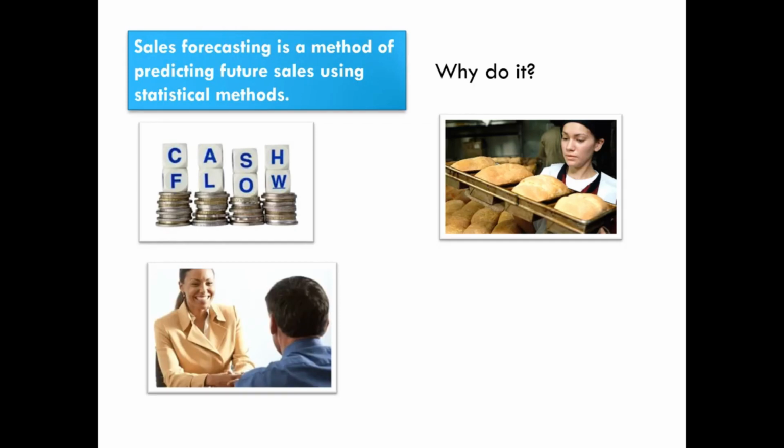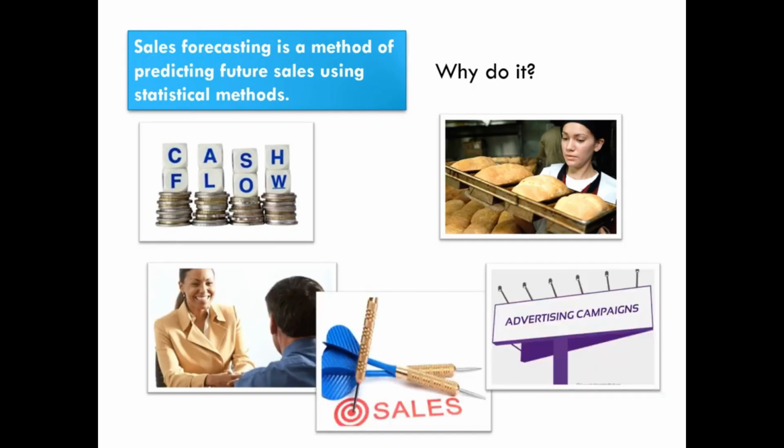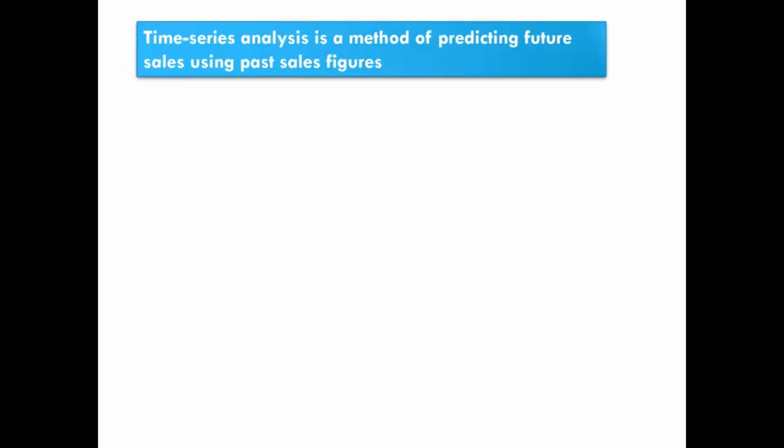We might need to make sure we have the right number of staff. We might also need to think about how we're going to ensure that we market properly in order to hit our sales forecast. So sales forecasting is a very useful thing for a business to do, and today we're going to look at how we go about using a statistical process to make a forecast. And we do this by a process called time series analysis. And so we look at trying to predict the future sales by using past sales figures.